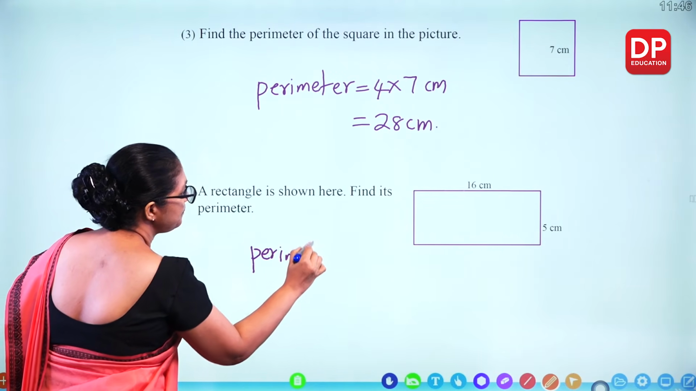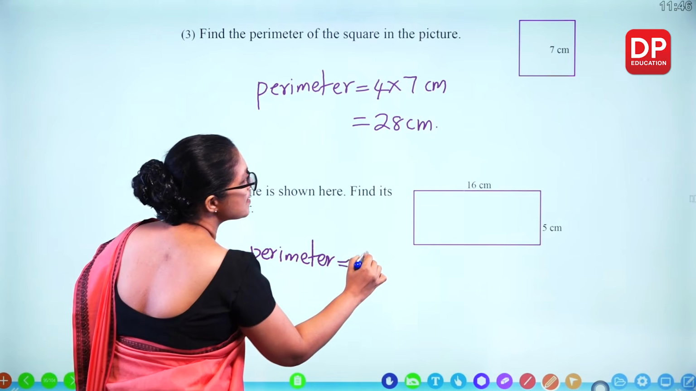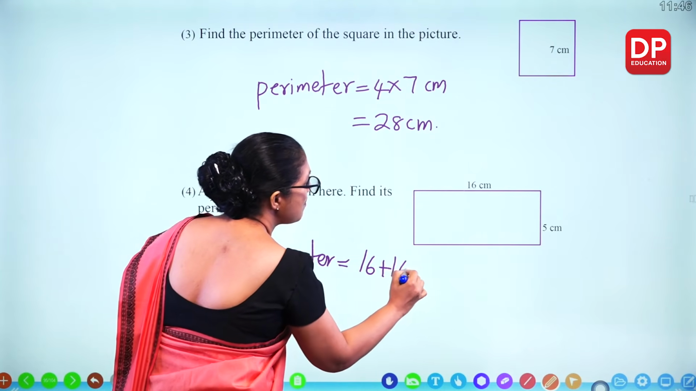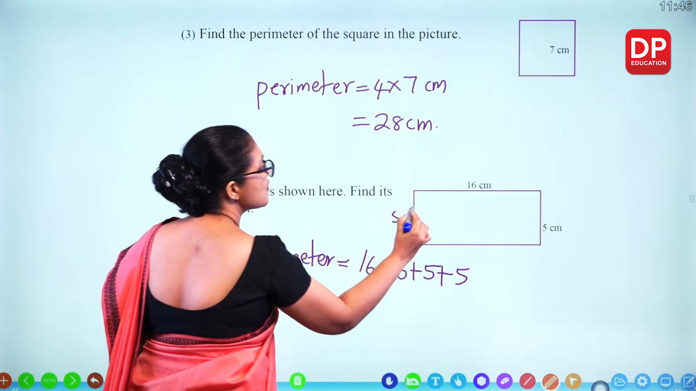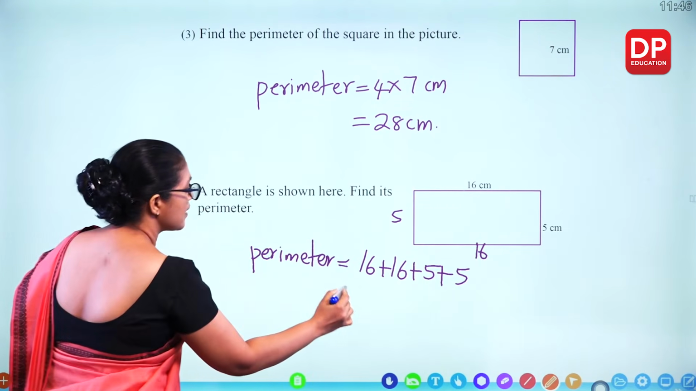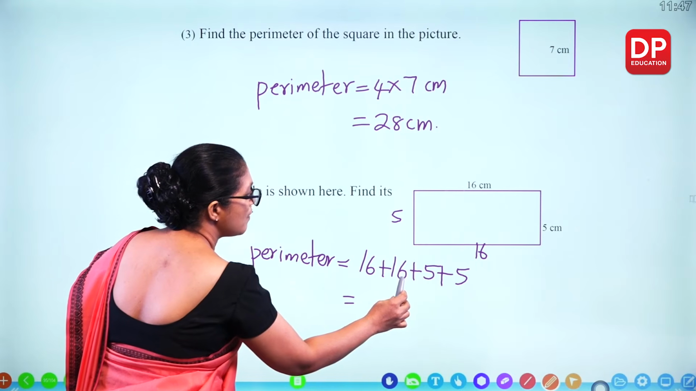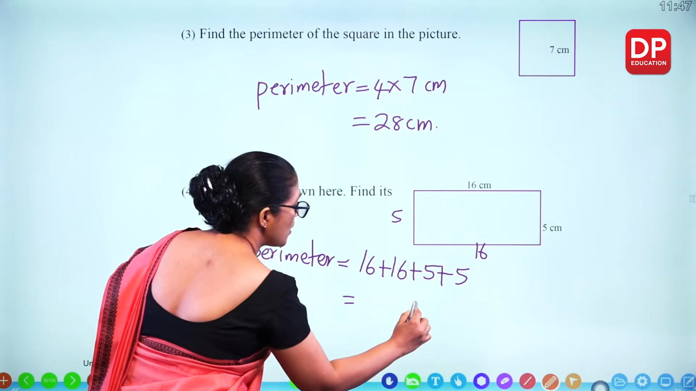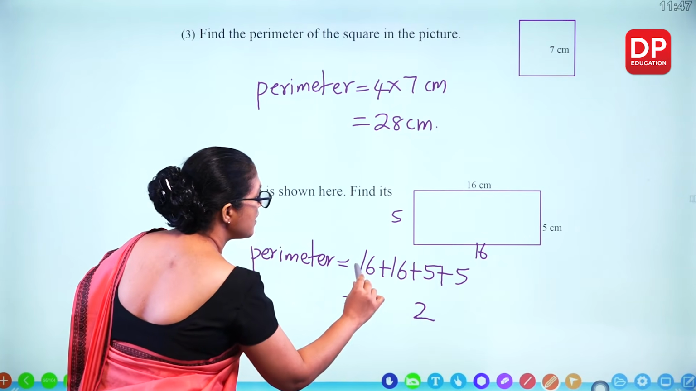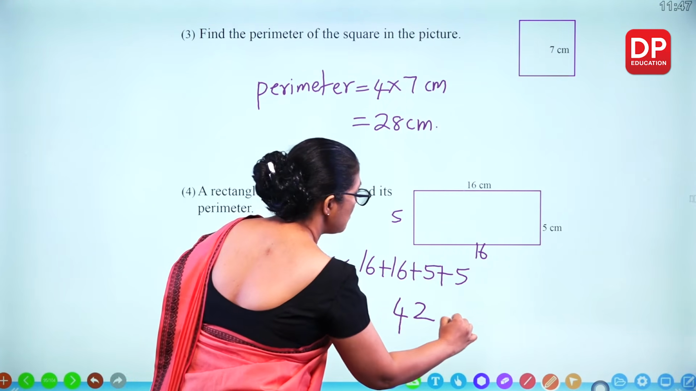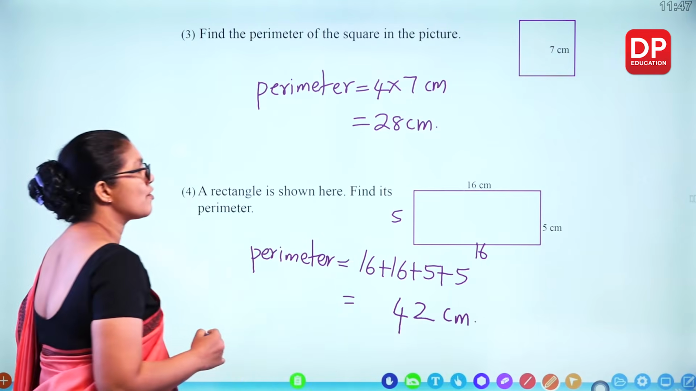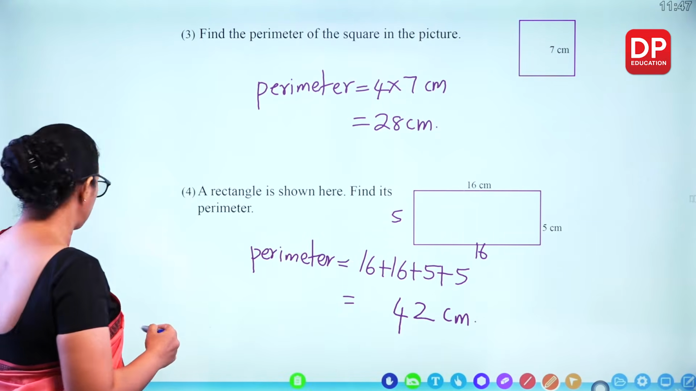Perimeter becomes 16 plus 16 plus 5 and 5. Twice you have to add because this is 5 and this is 16. 6 and 6, 12. 12 and 10, 22. 2 remaining. 2, 3, 4. 42 centimeters is the perimeter of this rectangle.